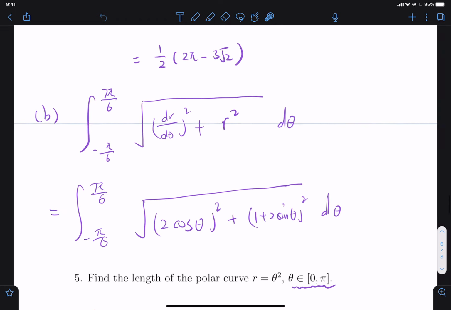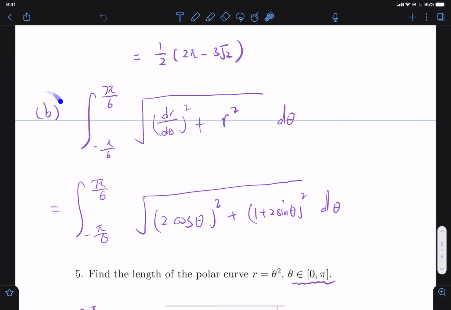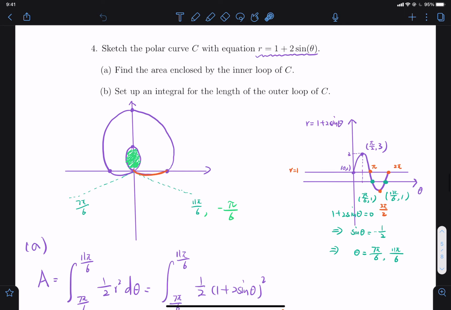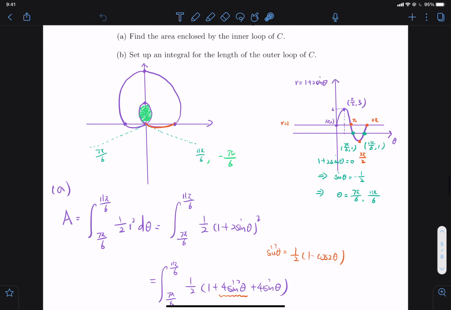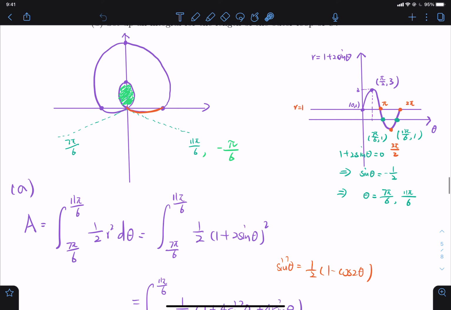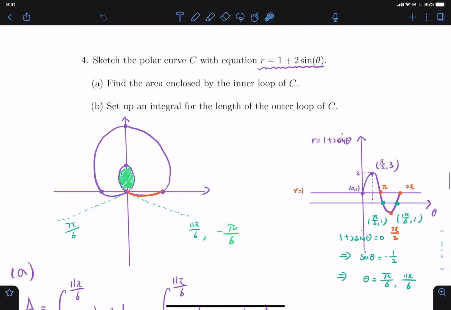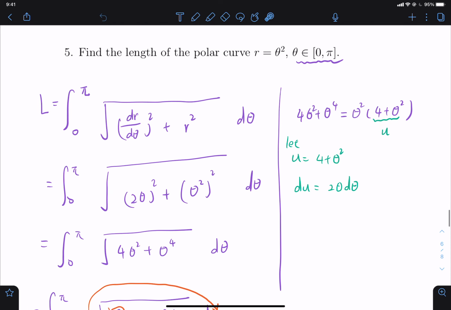Okay, and then this is just the formula for the length of the curve, right? And then you go through this, and we actually don't have to evaluate it. So that is our question B. Okay, I think that is very intuitive. As long as you can see how this curve is formed, it's easy to imagine how we should set up the integral. Okay, so that is our question 4. And now we move on to question 5.